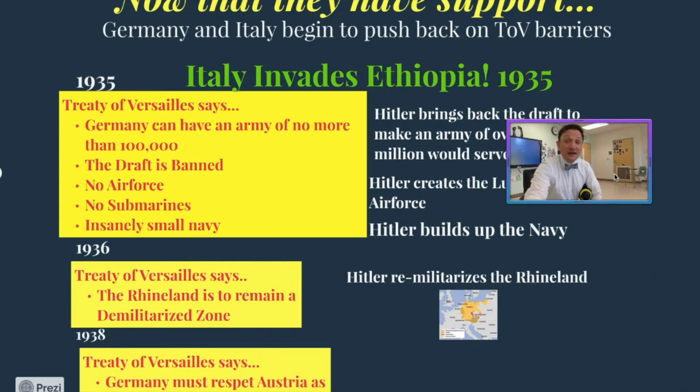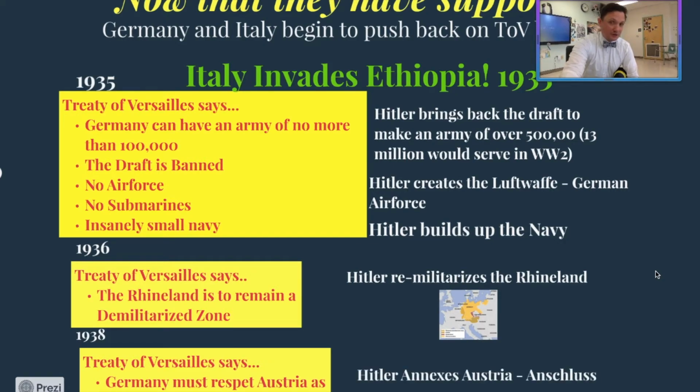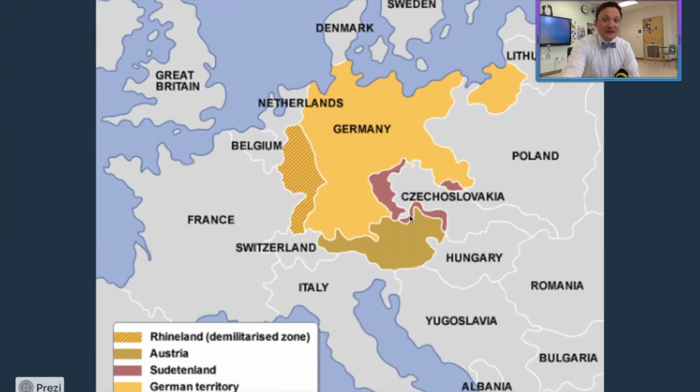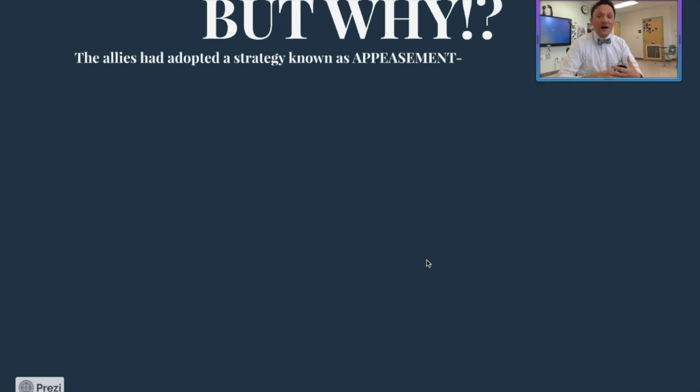And then in 1938, the Treaty of Versailles says Germany must respect Austria as a country and must give them full autonomy and not create any diplomatic ties with them, especially wartime alliances. So Hitler annexes Austria and brings them into Germany in an event known as the Anschluss in 1938. So he just annexes Austria and just sucks it right into Germany, creating a bigger Germany. He then proceeds to go into Austria and raid it for its material wealth, right? What the heck? Why are the Allies doing nothing?